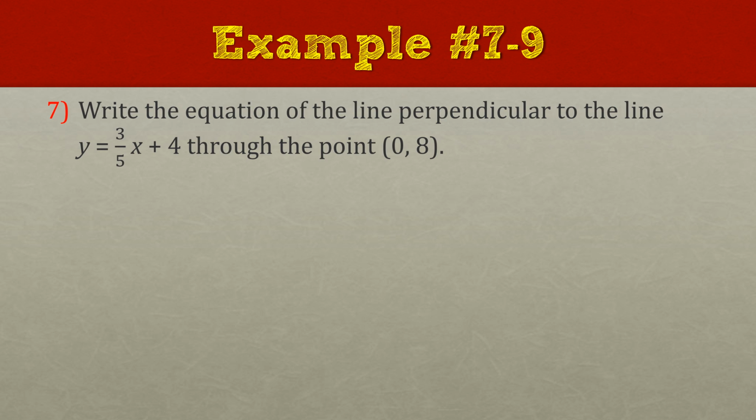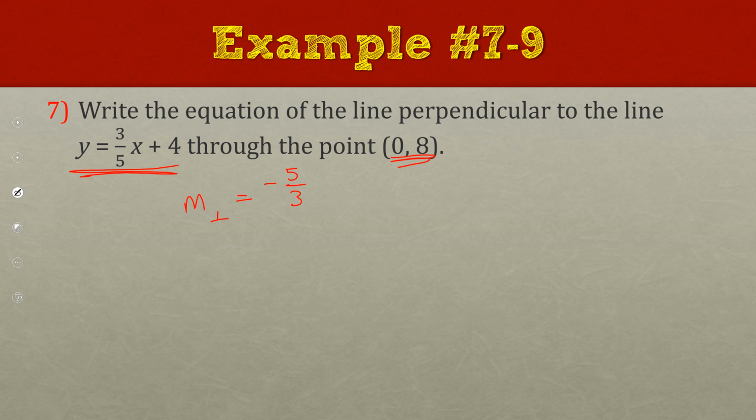Okay. Now the fun begins. We want a line perpendicular to that given line through the point 0, 8. What's the slope of the given line? 3/5. Therefore, what's the slope of any line perpendicular to that line? Good. So the slope of the perpendicular is -5/3. And I have a point.